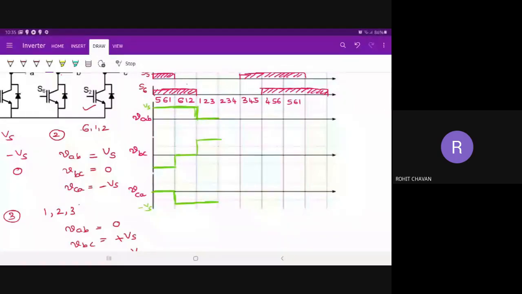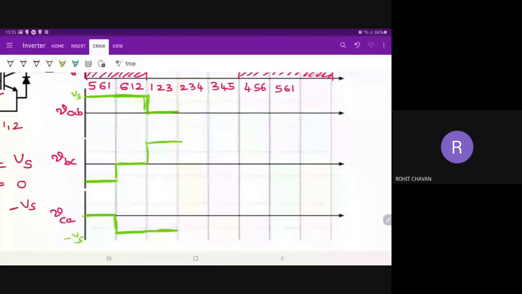So what should be in the fourth one? In this one, what should be VAB? Yes, minus VS. It is minus VS, and it should be there for another 60 degrees. After that, it will reach 0, and again VS, something like this shape you will get. Similarly, VBC continues for another 60 degrees, and after that it will become 0.